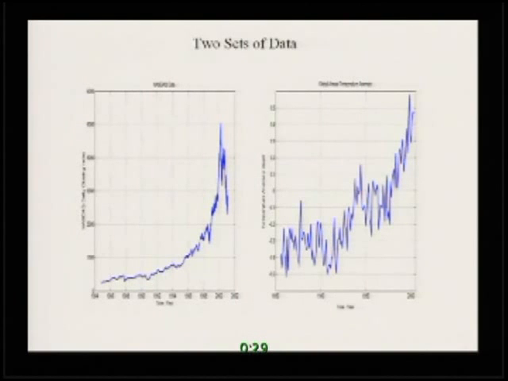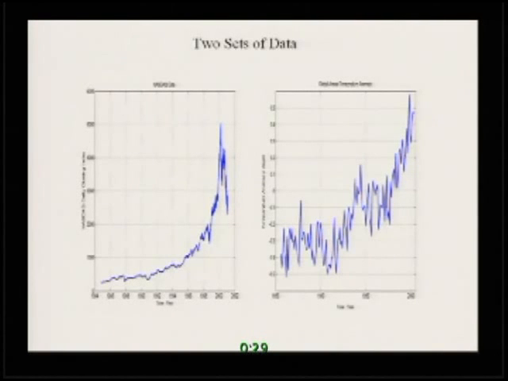This is global surface temperature warming. This is the NASDAQ stock market. And people may think, well, the stock market increase is caused by global warming. That's not true either, because this data spans from 1860 to present. This is 1984. This is a much shorter data set. So on this data, you cannot draw a straight line.